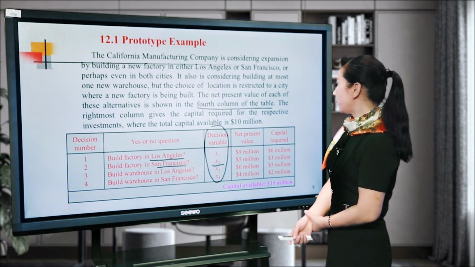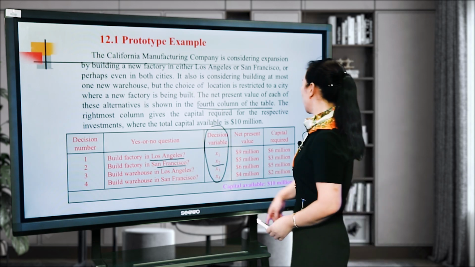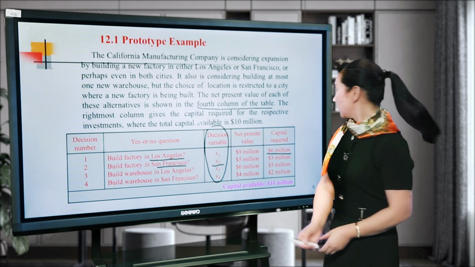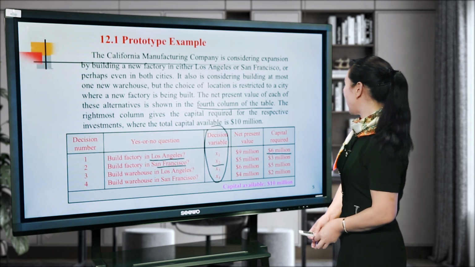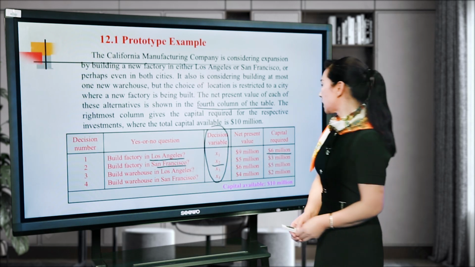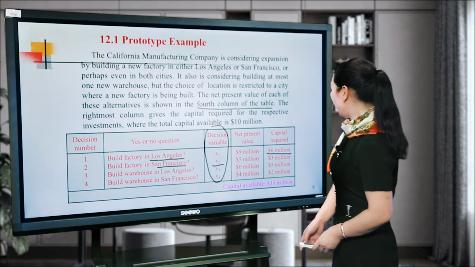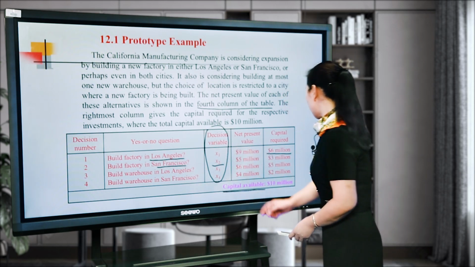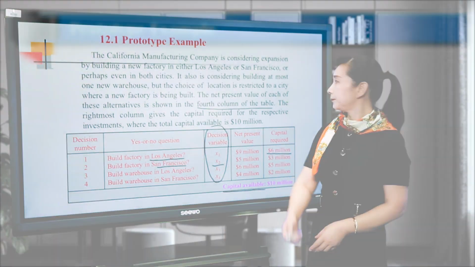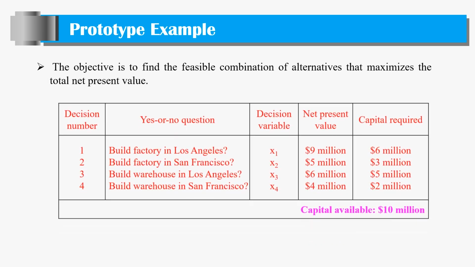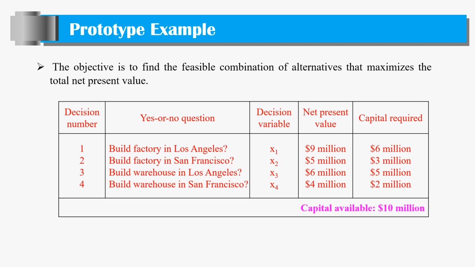And if you build a factory in Los Angeles, the capital needed is $6 million, and we get $9 million net present value, and so on. And the last row is the available capital, which is $10 million. In this problem, the objective is to find the feasible combination of alternatives that maximizes the total net present value.